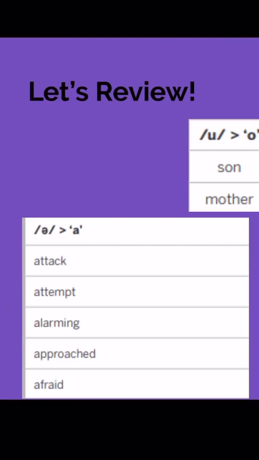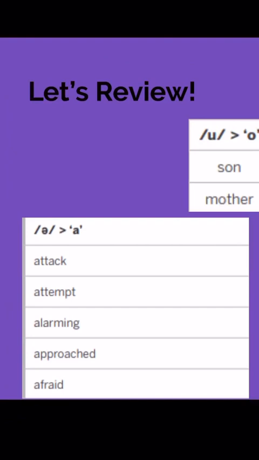It looks like A is being lazy here. Does anybody know what I mean by that? That's right. There's that schwa symbol. So that A says uh. Okay, it's being really lazy.